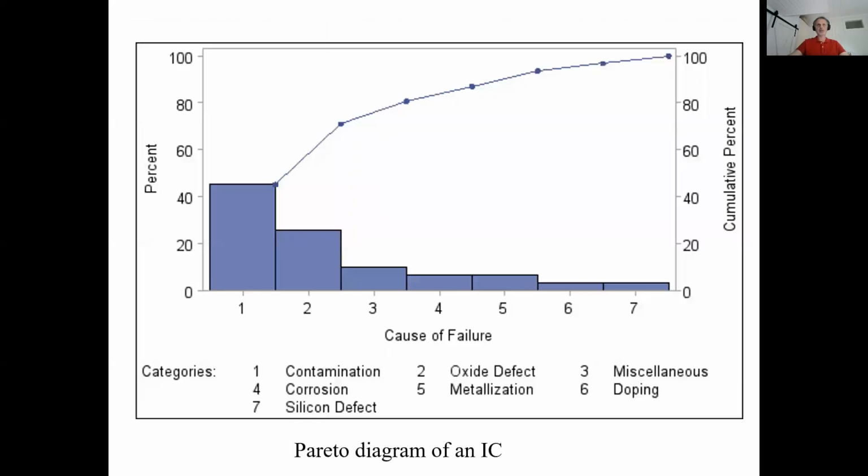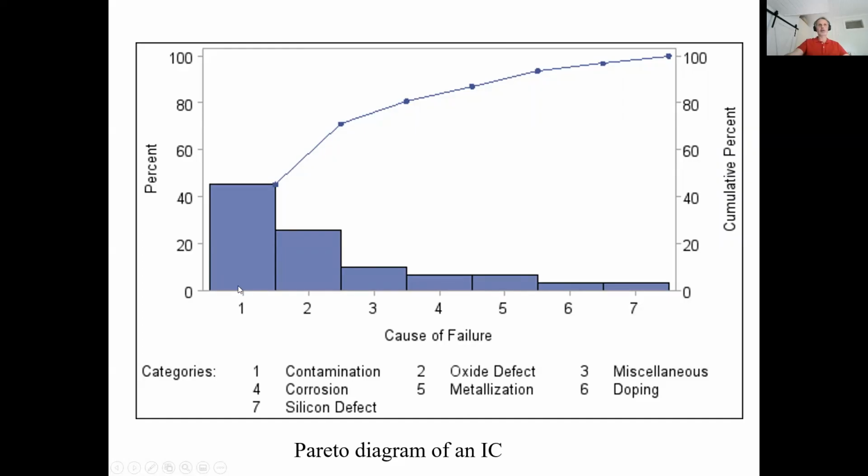Maybe we go to the next one, which is here. So this is more typical. Here we have a Pareto diagram for an integrated circuit. So this could be, for example, your memory component. And now here, these modes are from the front end and back end processing. So these are things which can happen during the manufacturing of the component at the wafer level.